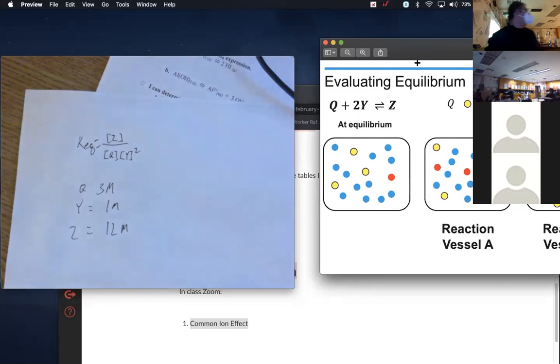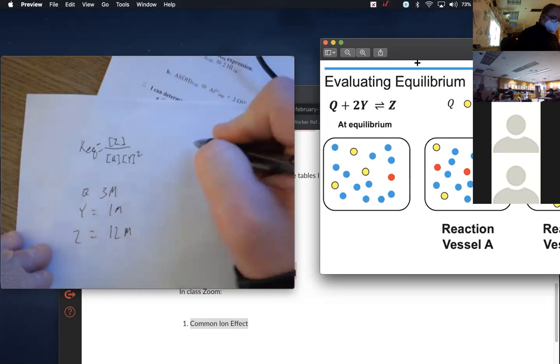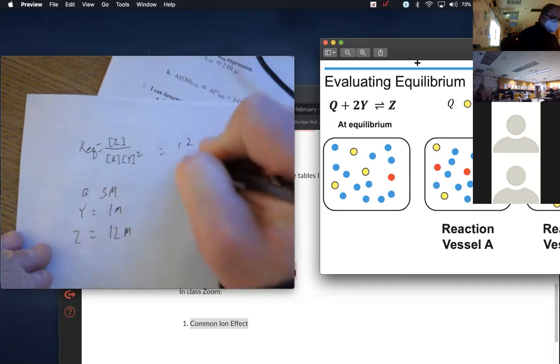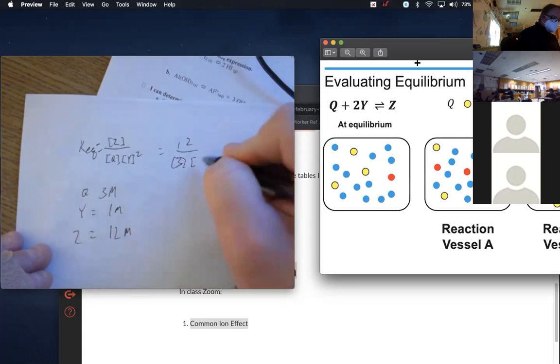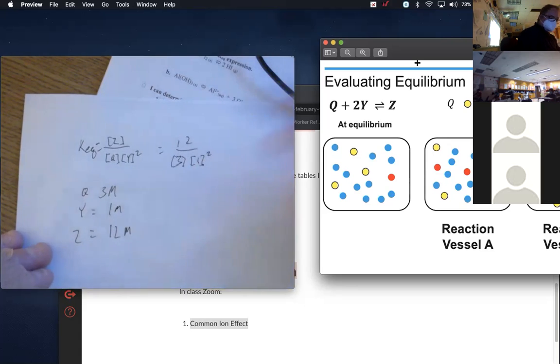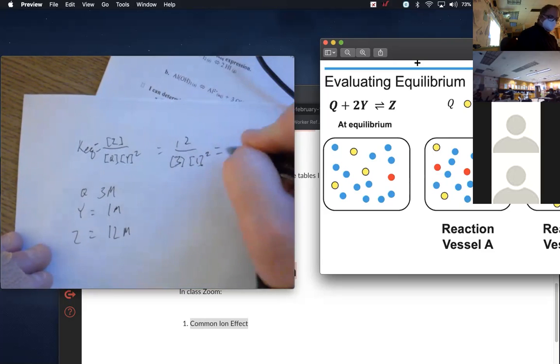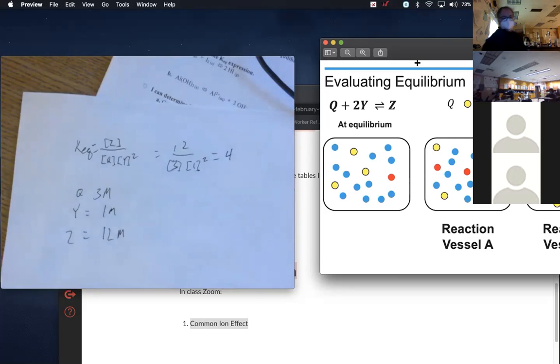At equilibrium, do we expect this to be well above 1 or less than 1, if Z is our product? Above, right? So then if we take a look, we have 12, 3, and 1 squared, which is 1. 12 divided by 3 is 4. This K is equal to 4, which is above 1. Makes sense. Products are being favored.